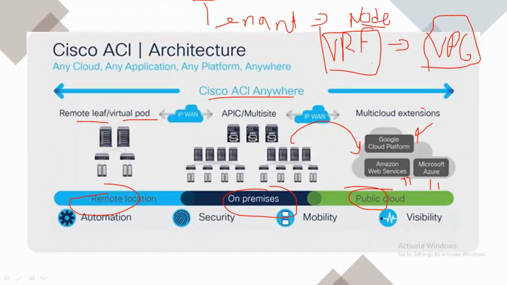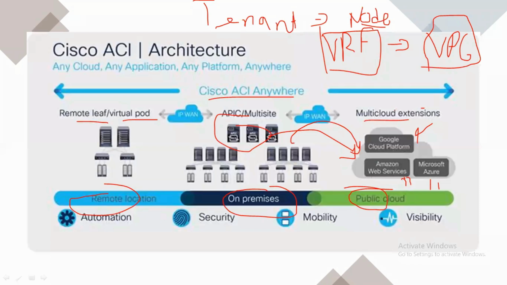So if you understand ACI, you will very easily understand Google Cloud networking or Microsoft or Amazon networking, right? The terminology, the naming convention may be different, but the concept remains the same in the Google Cloud. So the policy which you created in your premises will be applicable in the Google Cloud if you're using a multi-cloud extension.